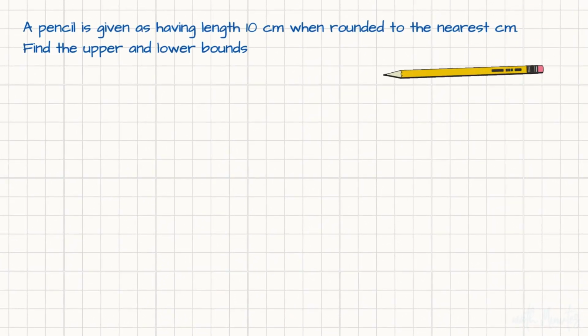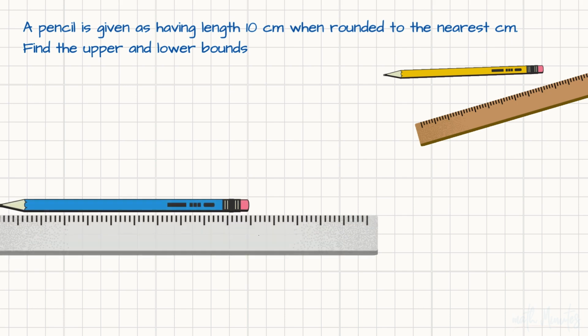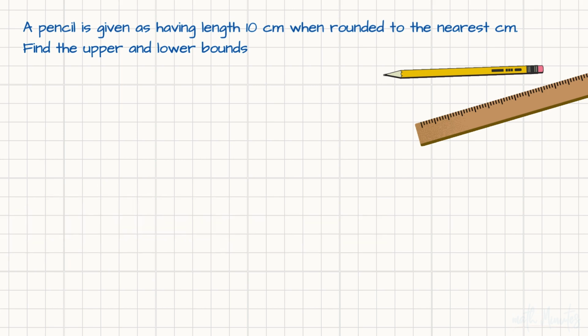Suppose we're given a pencil and told that it has a length of 10 centimeters rounded to the nearest centimeter. Since the length of our pencil has been rounded to the nearest centimeter, we know that the pencil can be slightly shorter or slightly longer than this number. For instance, if the actual length of the pencil was 9.8 centimeters, it would still be rounded up to 10 centimeters. So let's find the shortest and longest that our pencil can be.